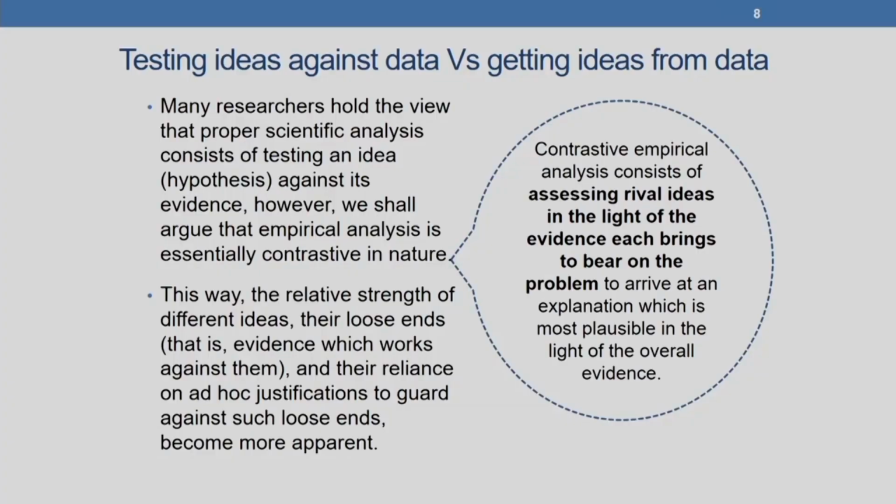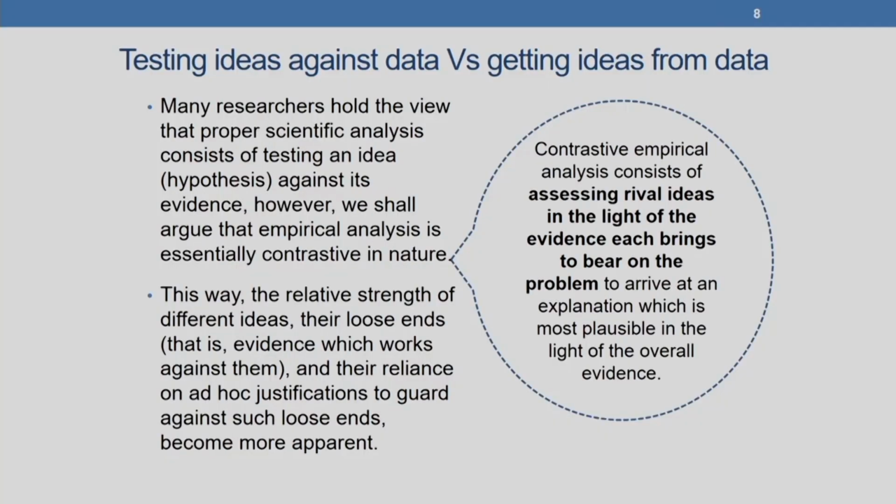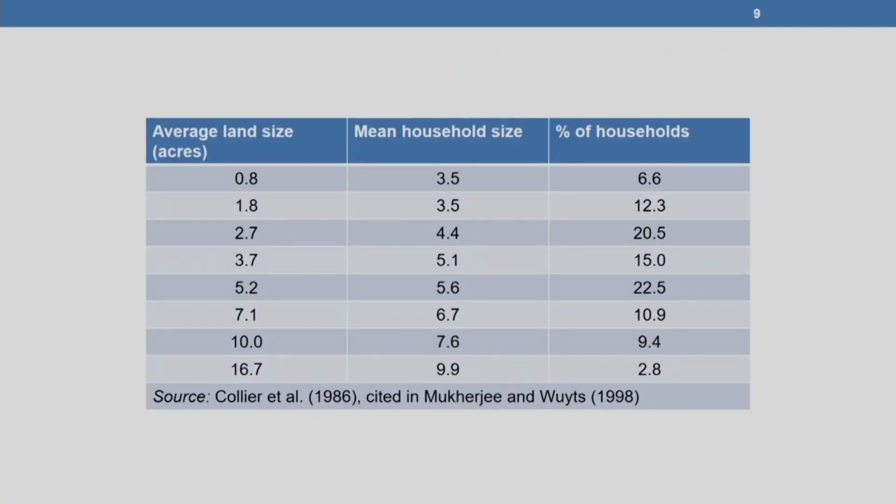So, what does a research analyst do in such cases where rival evidence appears? Do we ignore these rival evidences, or do we enter into further probing of them and come up with a contrastive analysis, or what is referred to as a contrastive empirical analysis, by assessing the rival ideas in light of the evidence that comes up? Let us look at another example with regard to contrastive empirical analysis.